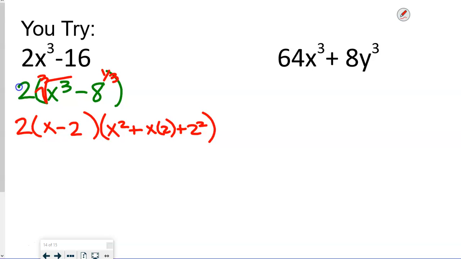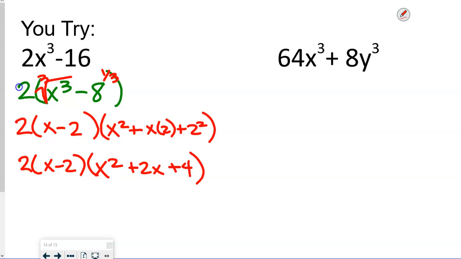So we get 2 times x minus 2 times x squared plus 2x plus 4. That is the complete factorization of 2x to the third minus 16. Now let's look at our problem over here.